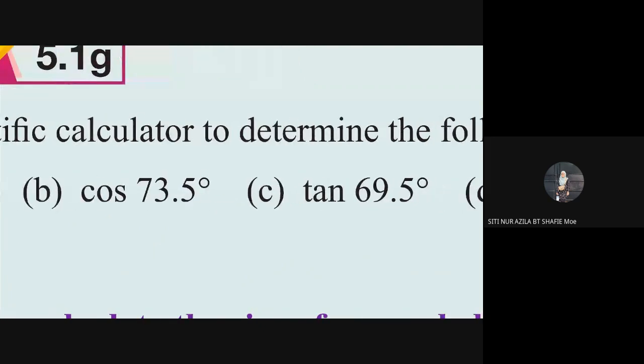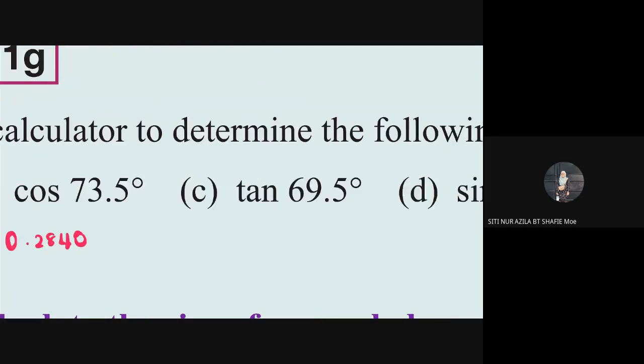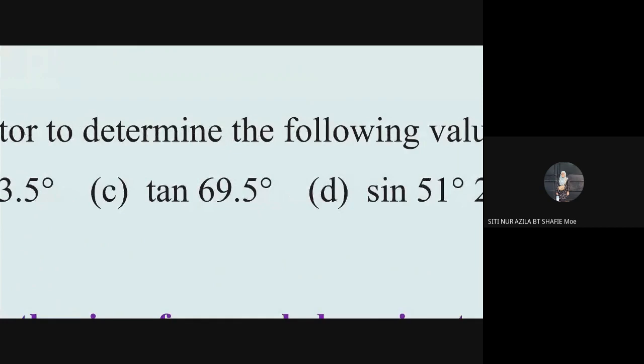Cos 73.5. Same answer as Jesslyn. Okay, good. 0.2840. Before you discuss, I already finished. Oh, good. Okay, good job. But let's discuss your answer. We wait for your friends, okay?